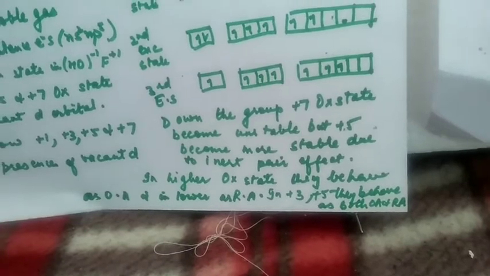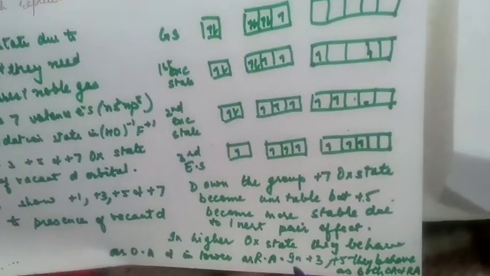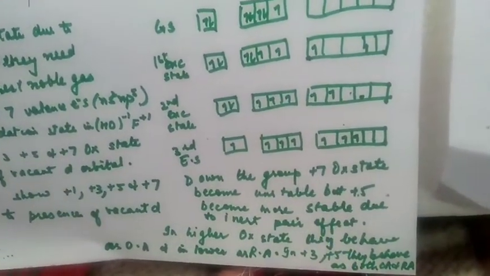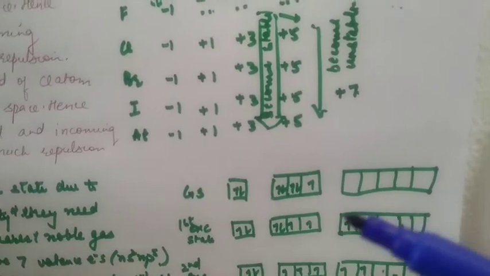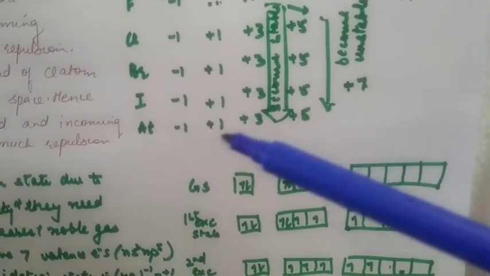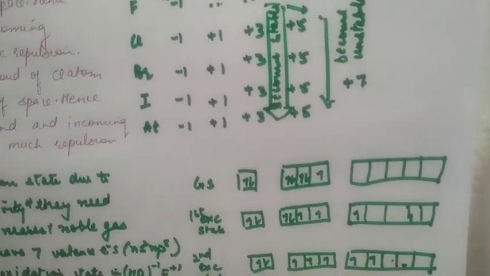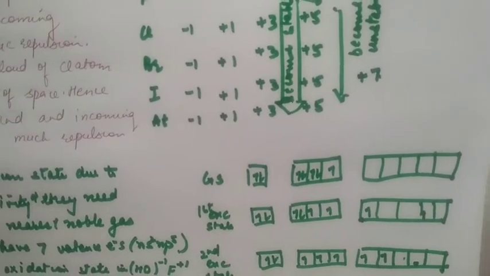In higher oxidation states, these elements behave as oxidizing agents, whereas in lower oxidation states, they behave as reducing agents. And in the middle oxidation states of +3 and +5, they can act as both oxidizing agent as well as reducing agent.